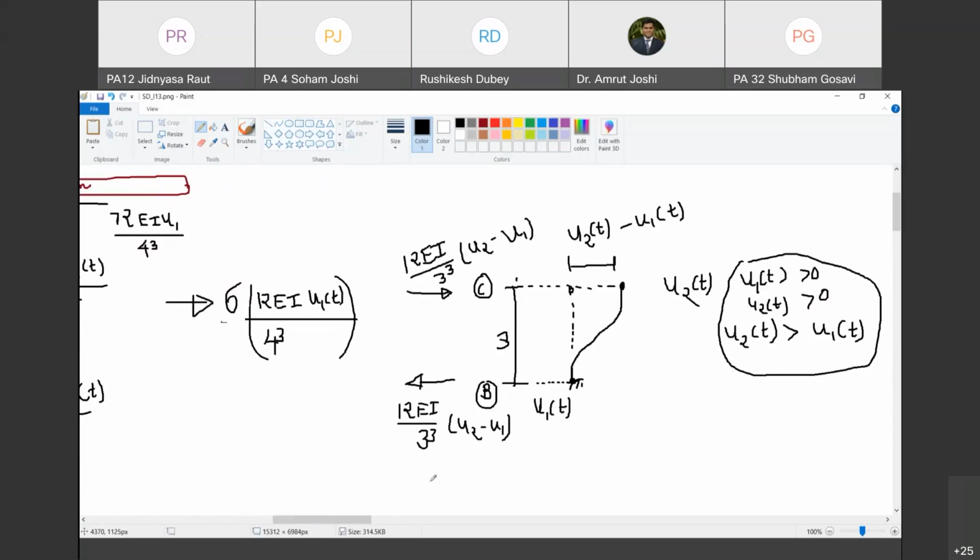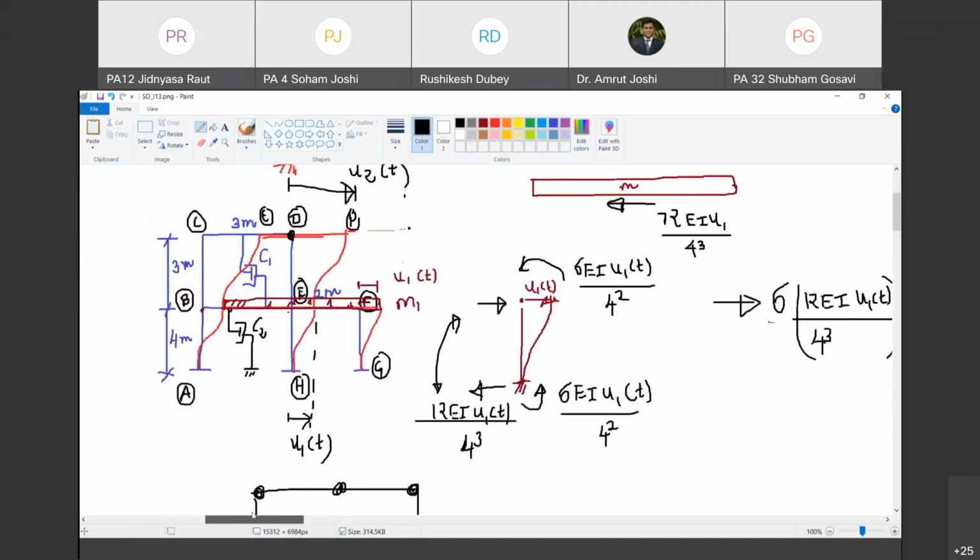Yes, sir. Now this towards left is the force applied by the slab on the bottom of column CB. So what must column CB be doing on this slab? It must be applying an equal and opposite force. So it must be towards right of the same magnitude, 12 EI upon 3 cube (u2 minus u1). Happy? Yes, sir. How many such columns are there?